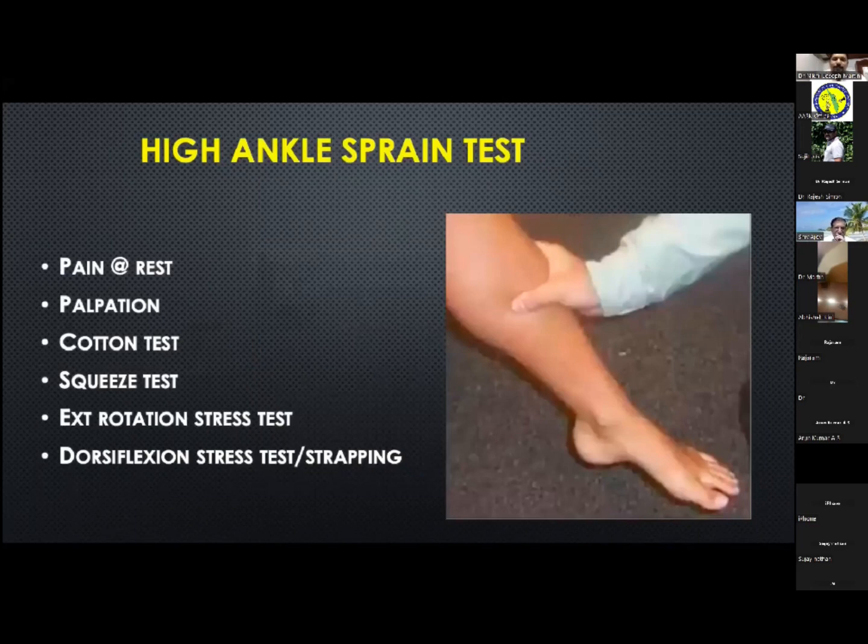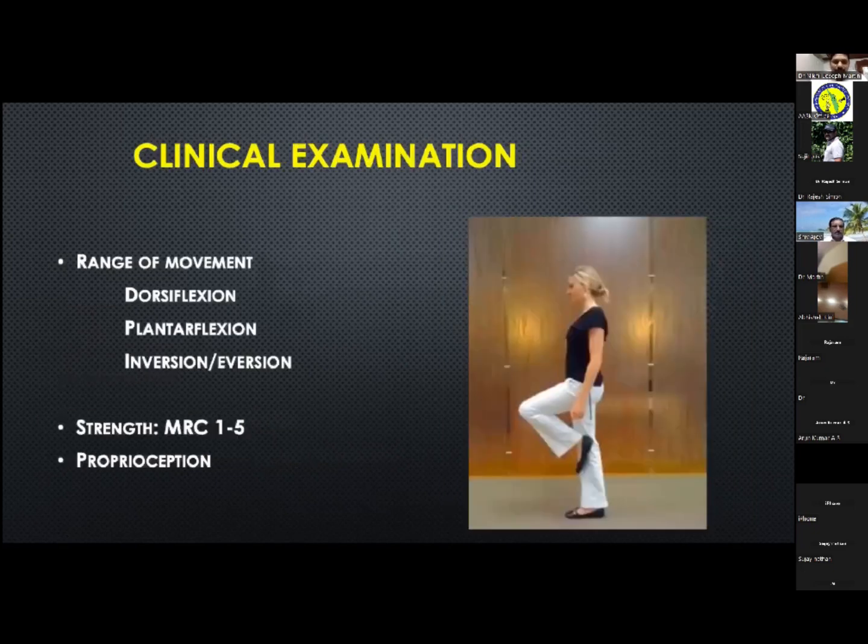Always keep a high ankle sprain in your mind when patients come with an ankle injury, where usually patients will complain of pain at rest, and the squeeze test or dorsiflexion stress test are positive. These are all positive for a high ankle sprain. So clinical examination would conclude with the range of motion, dorsiflexion, plantar flexion, inversion and eversion, the strength of the peroneal muscles, the dorsiflexors and the extensors, and also assessing proprioception by making the patient stand on a single leg.